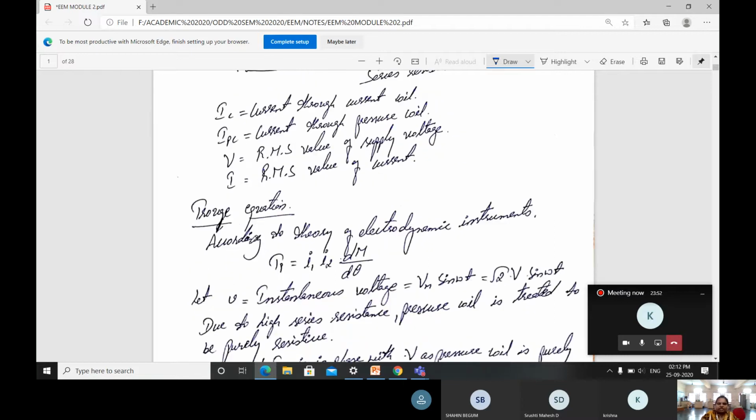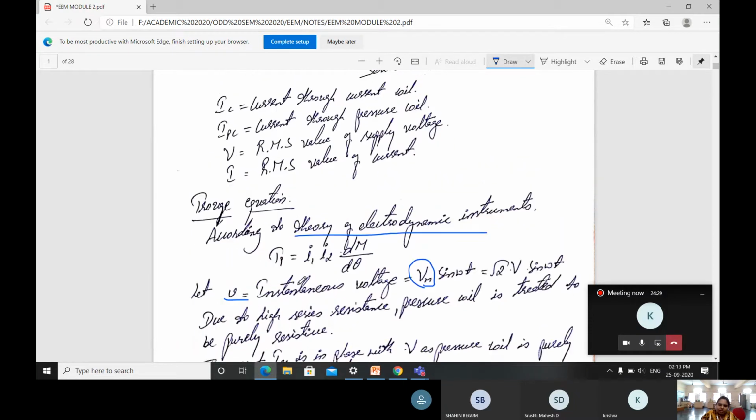Next, first we will consider the torque equation. According to the theory of electrodynamic instruments, the torque is given by Ti equals I1 I2 dM by d theta. Let small v be the instantaneous voltage, that is Vm sin omega t. This Vm we can write as square root of 2 into V, sin omega t.